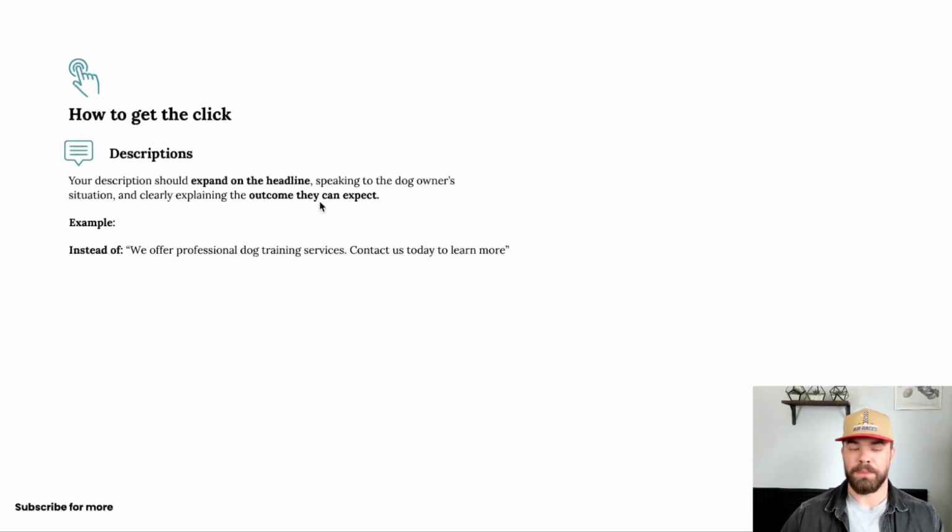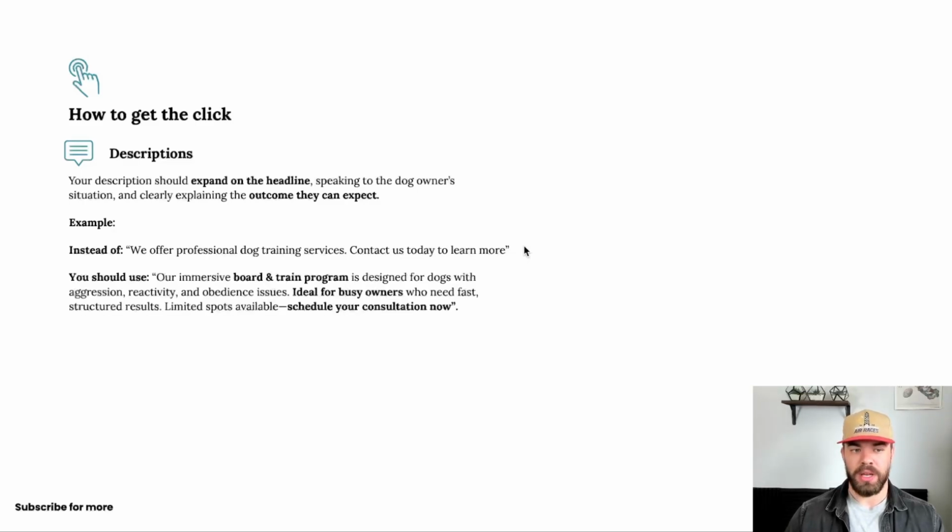Here's an example. Instead of "we offer professional dog training services, contact us today to learn more," that's way too general, right? We need to be more specific. We need to expand on our board and train headlines inside of our description. You should use something instead like, "Our immersive board and train program is designed for dogs with aggression, reactivity, and obedience issues. Ideal for busy owners who need fast, structured results. Limited spots available. Schedule your consultation now."